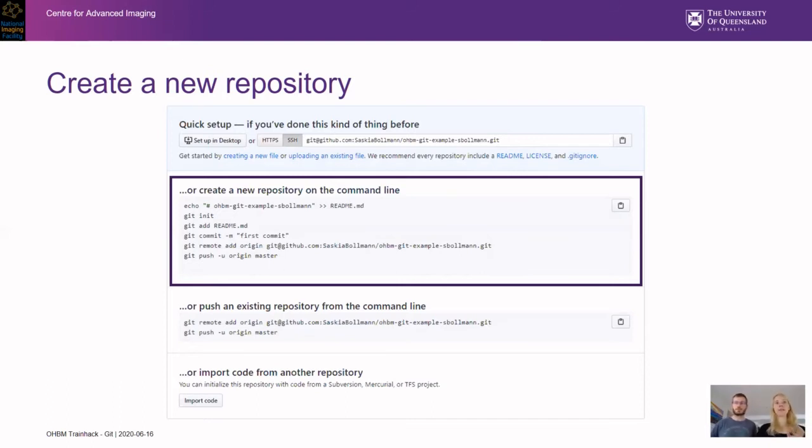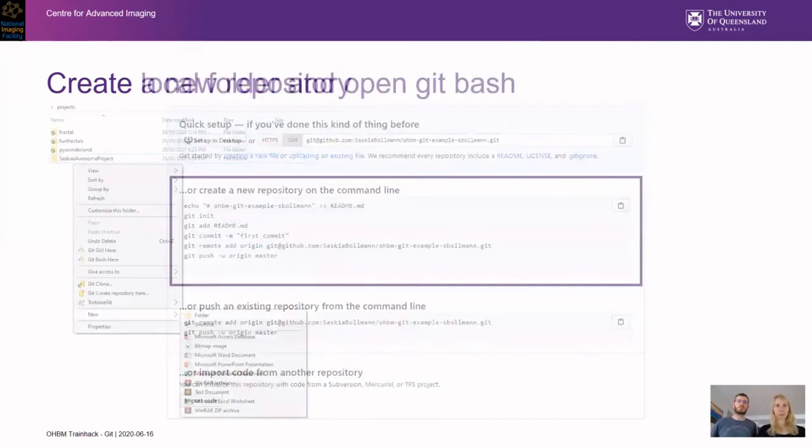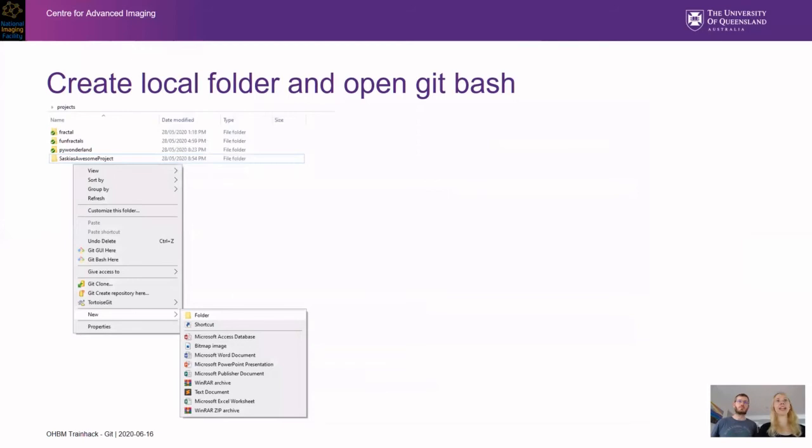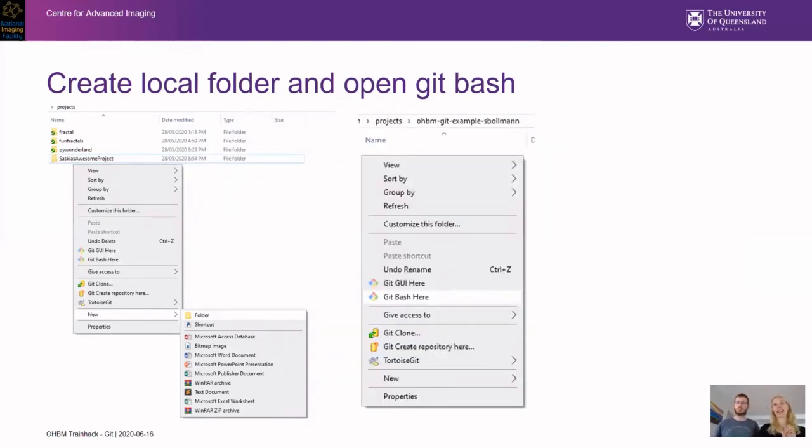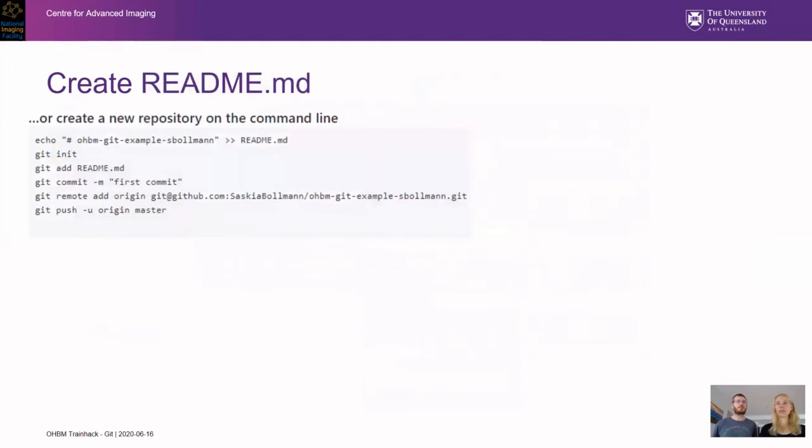We will follow the example highlighted here. So we will create a new repository on the command line, but you can follow any of these other options as well. The first thing is you have to create a local folder. The best thing is to name it exactly the same as the name of the repository, just to avoid confusion. Then you open Git Bash. Once you've installed Git on your computer, this little icon in the context menu should automatically appear. And then we can just follow the steps along.